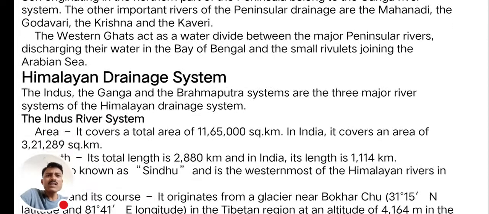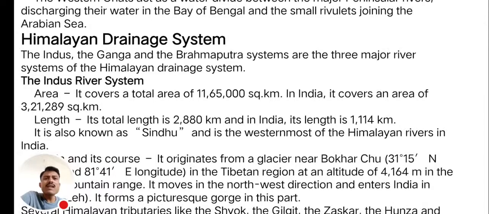Now the Western Ghats act as a water divide. What is the water divide? The Western Ghats divide the major peninsular rivers discharging their water to the Bay of Bengal from the small rivulets joining the Arabian Sea. Meaning that the rivers which originate in the Western Ghats are actually mostly flowing towards the Bay of Bengal, and only a few are going to the Arabian Sea.